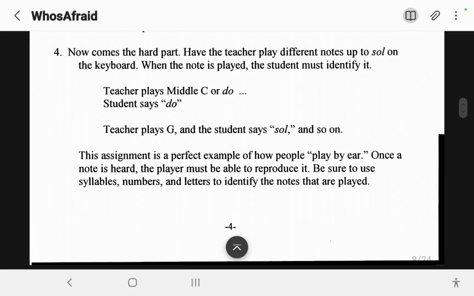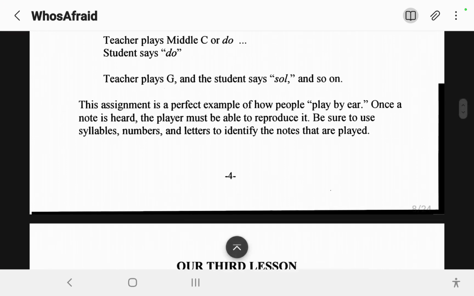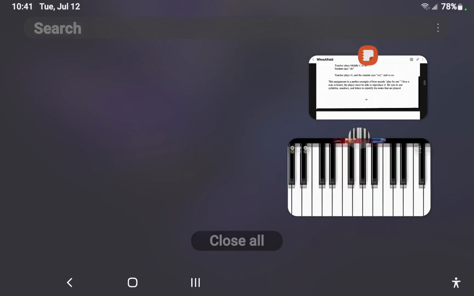Okay, number 4. Now comes the hard part. Have the teacher play different notes up to sol on the keyboard. When a note is played, the student must identify it. Teacher plays middle C, student says do. Teacher plays G, student says sol, and so on. That should be self-explanatory, but if it's not, I can definitely do a little demo here.